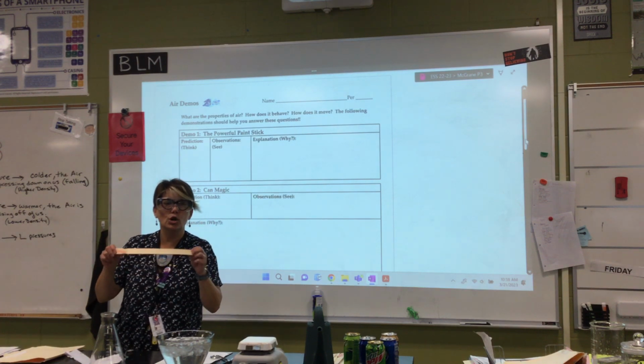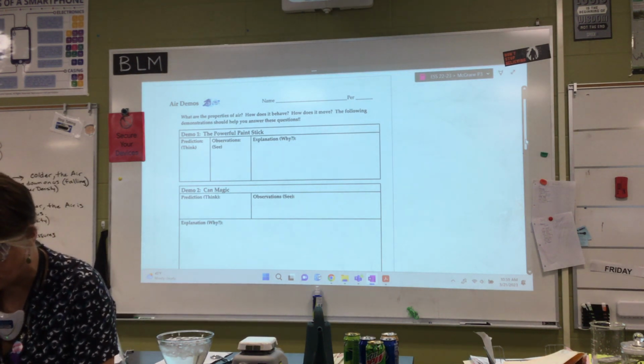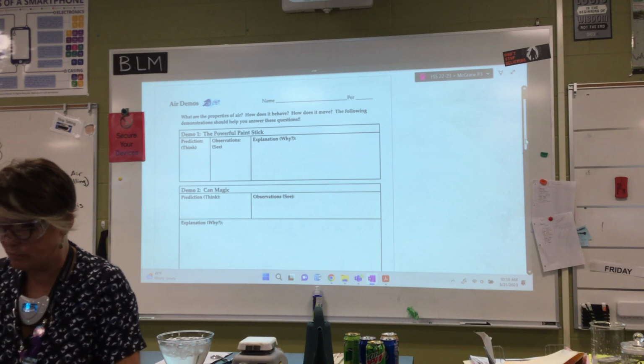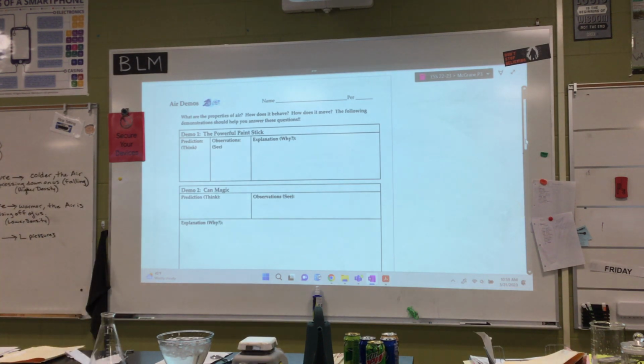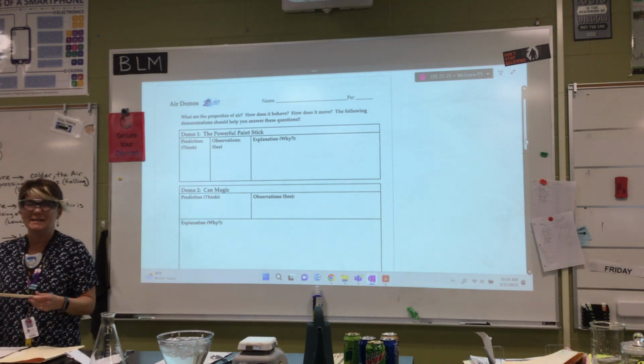Mixing paint. It's wood. It's not broken or anything. Look at it and make sure that it's just a regular piece of wood. Are there any breaks in here or perforations or anything like that? No, it's just a regular old paint stick. I am going to attempt to break this paint stick with nothing but air holding it down.